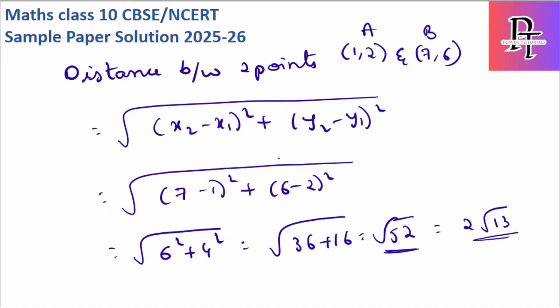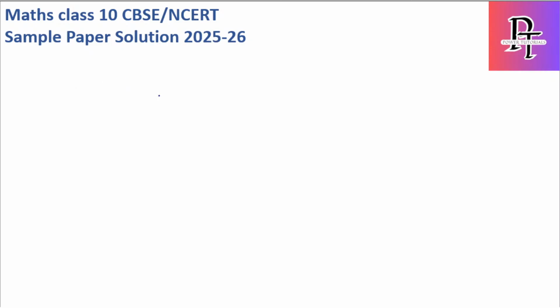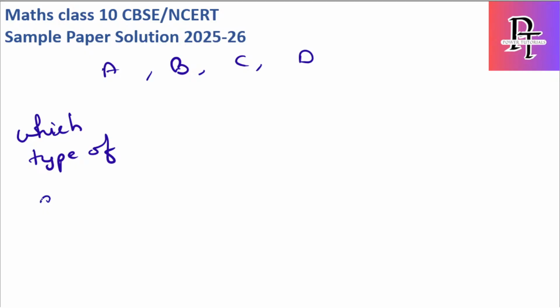Repeating the formula again, the distance between any 2 points is root of (x2 minus x1) whole square plus (y2 minus y1) whole square. Using this they can ask you questions. They can simply say that I will give you 4 points A, B, C and D, and they can ask you which type of quadrilateral it is.